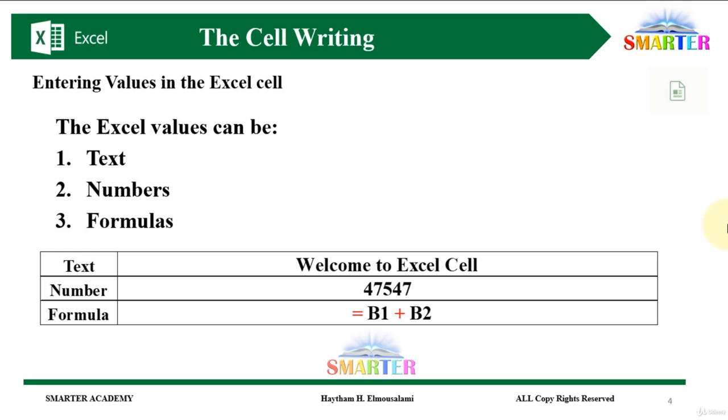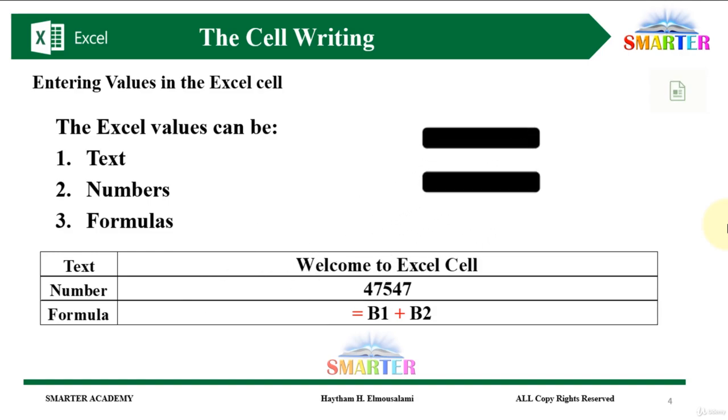Cell writing. In Microsoft Excel, a cell can be written in three types: text, numbers, or formula. Text, like "Welcome to Microsoft Excel." This is a text. You can also enter a number, such as 47547, or you can enter a formula. But if you want to enter a formula, you first write an equal sign.